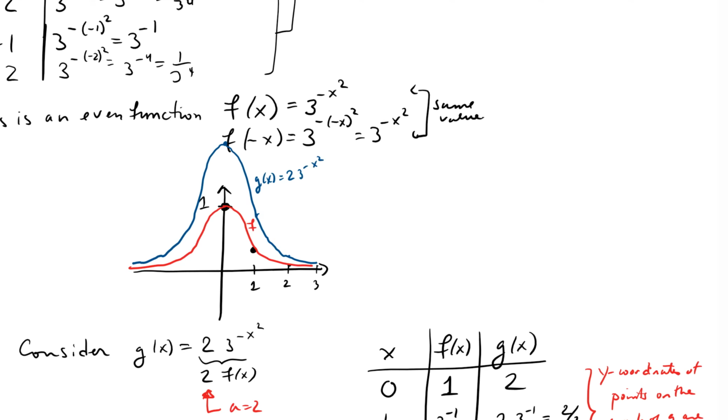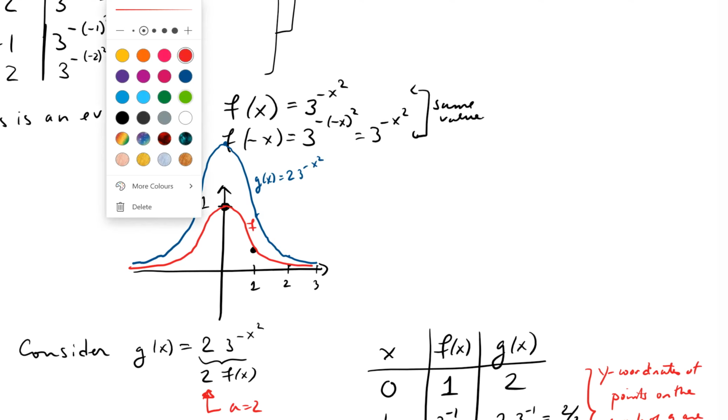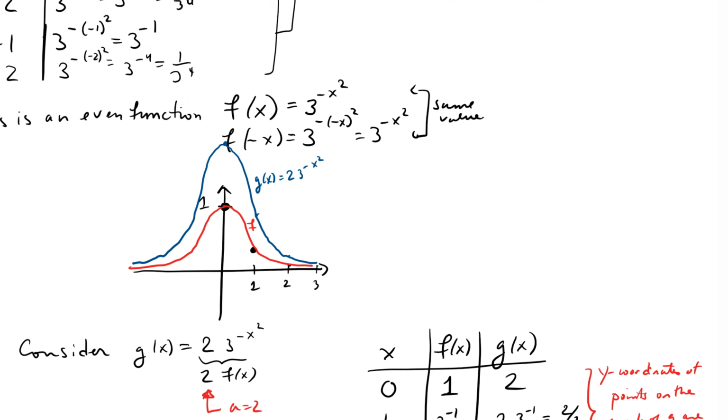If instead a was equal to 1/2, everything would be half as high. So you'd have a curve that looks like this. It doesn't go below the x-axis. So we'd have what's called a compression. So the graph of f can be either compressed or stretched, depending on the value of a.